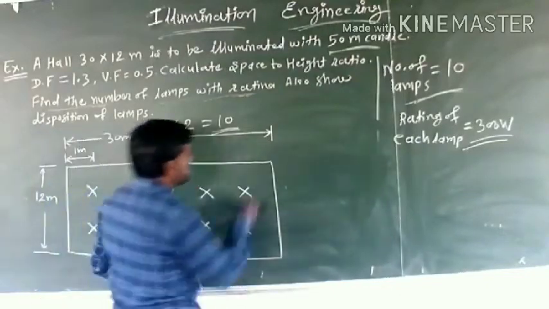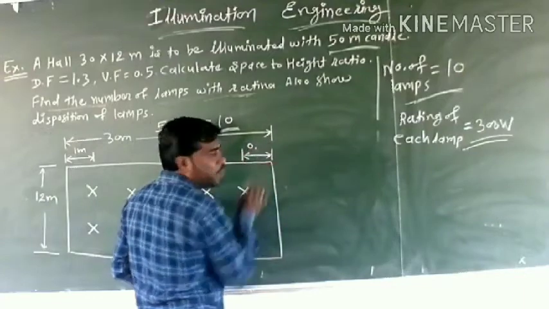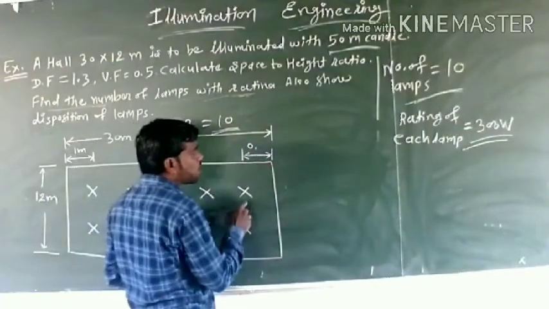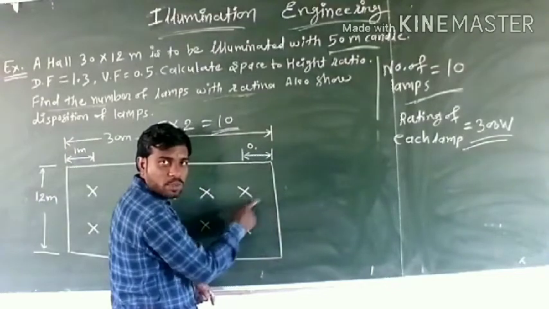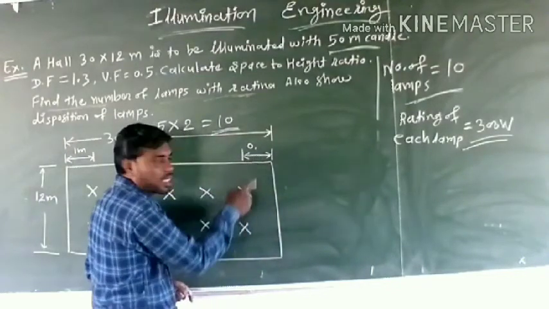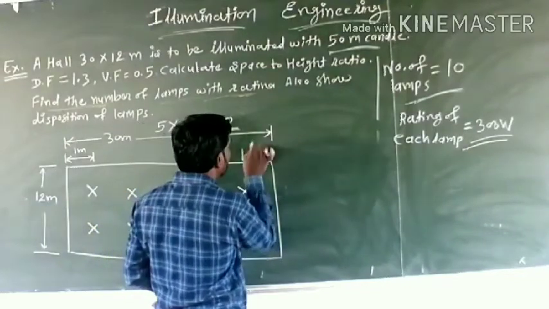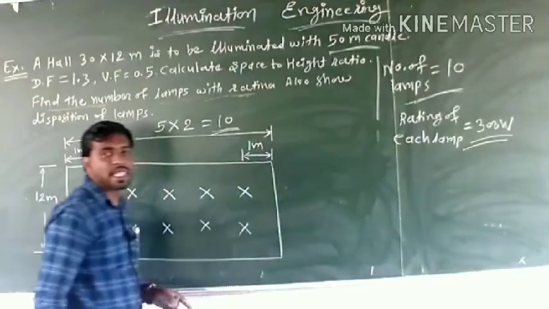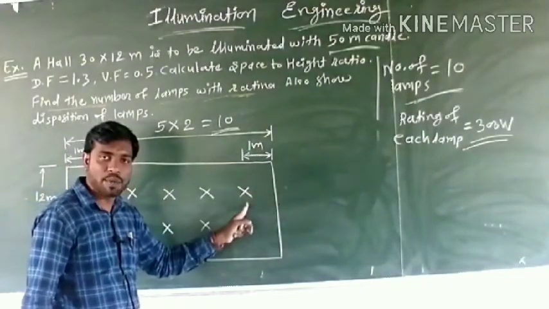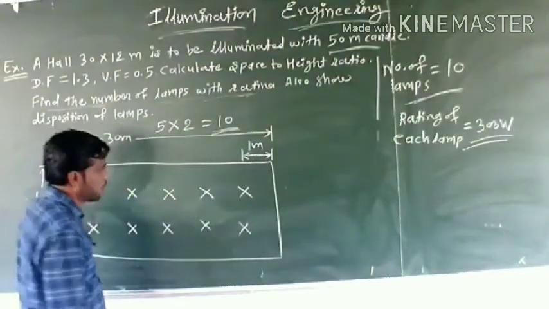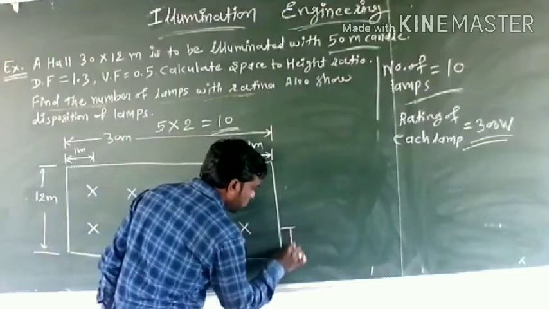Similarly here, you can take 0.5 meter or 1 meter, because the lamp is not fitted directly on the wall. It is at some distance from the wall, so that's why we consider 0.5 meter or 1 meter. I am considering 1 meter for easy calculation. That means the distance between the side wall and the lamp is 1 meter. Similarly here, wall and lamp is 1 meter.